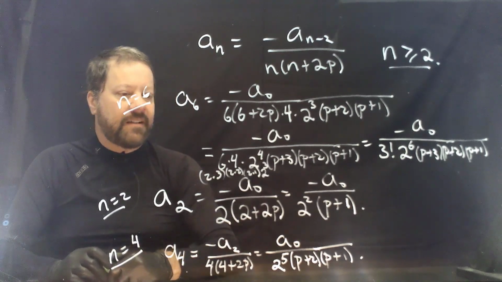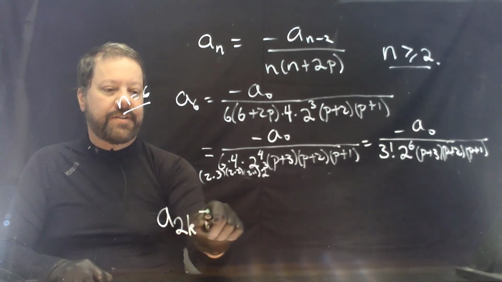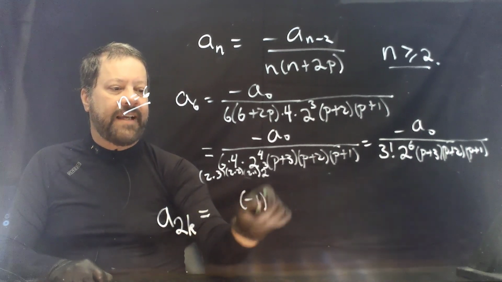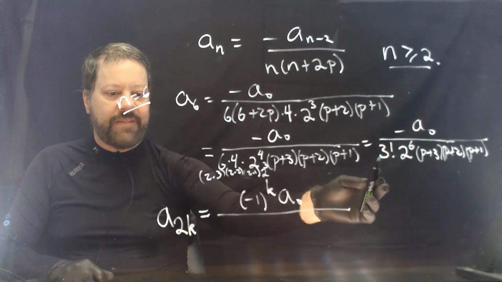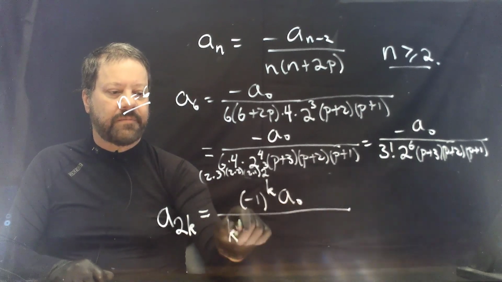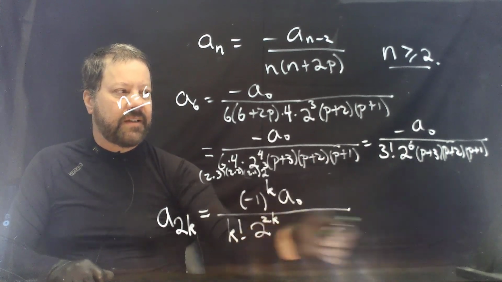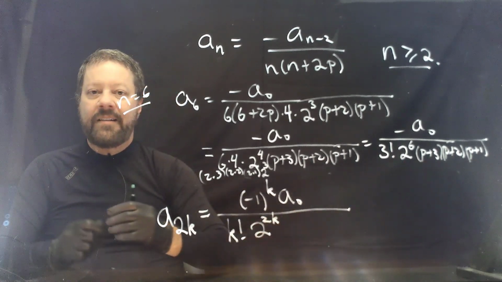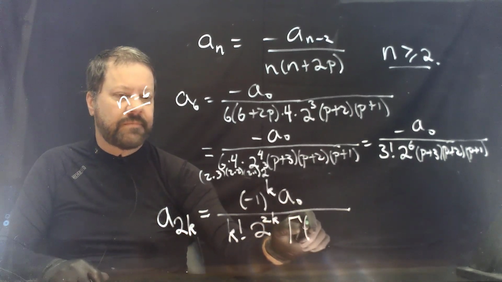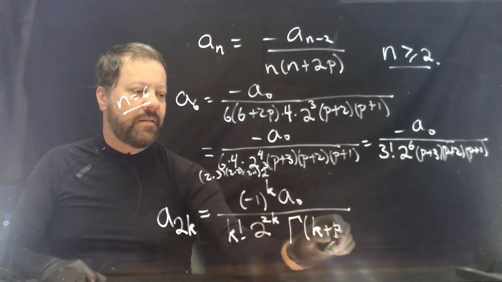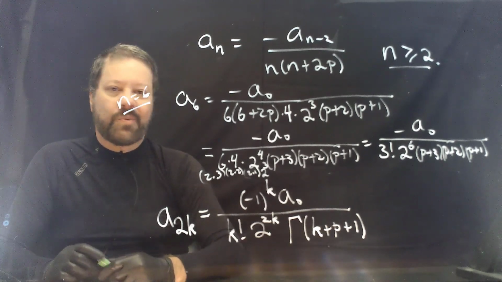And it's becoming clear. We have these even coefficients. We'll have negative 1 to the k a0 on the top. We'll have a k factorial, a 2 to the power of 2k, and this last part is a gamma function. Gamma of k plus p plus 1.